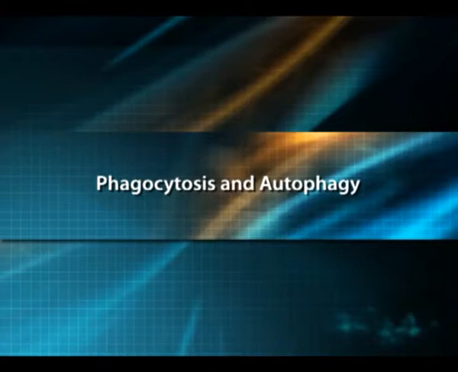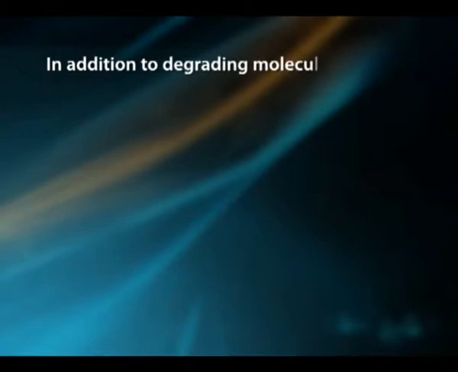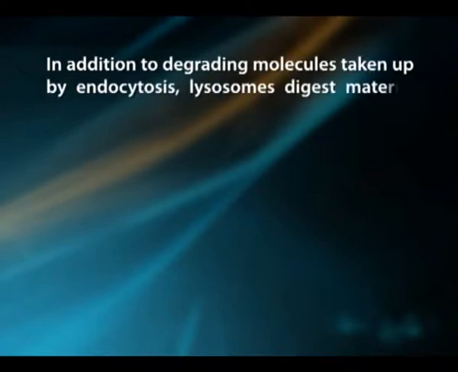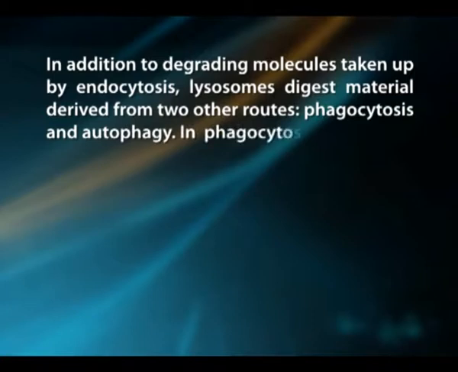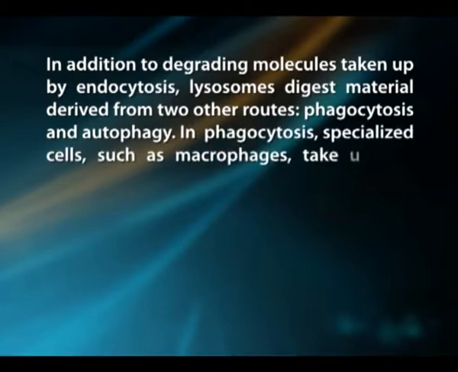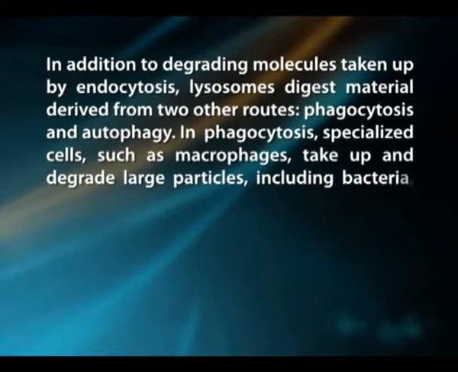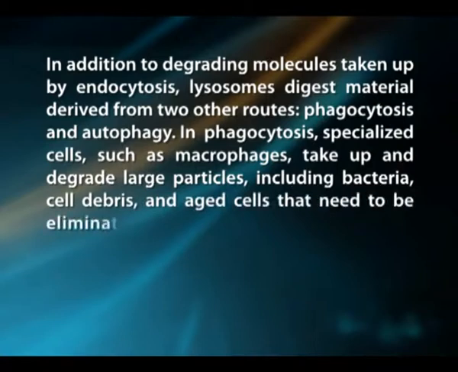Phagocytosis and autophagy. In addition to degrading molecules taken up by endocytosis, lysosomes digest material derived from two other routes, phagocytosis and autophagy. In phagocytosis, specialized cells such as macrophages take up and degrade large particles including bacteria, cell debris and aged cells that need to be eliminated from the body.